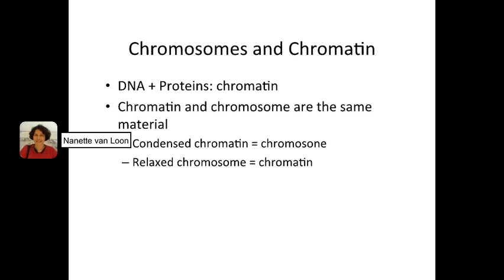DNA associates with proteins to form a structure called chromatin. Chromatin and chromosomes are actually the same thing. Chromosomes are a very condensed version of chromatin, or we could say that a very relaxed chromosome, where the DNA is dispersed, can be called chromatin.